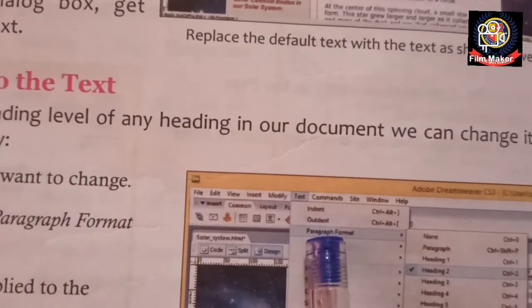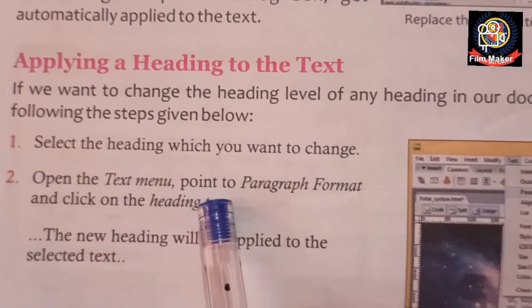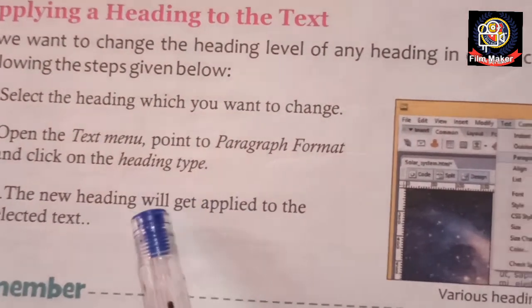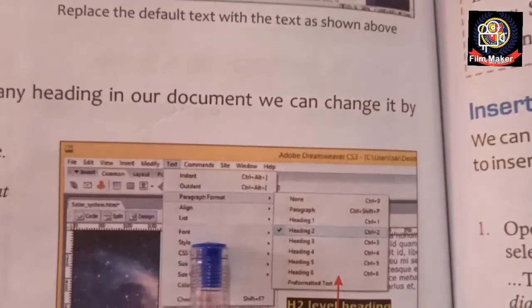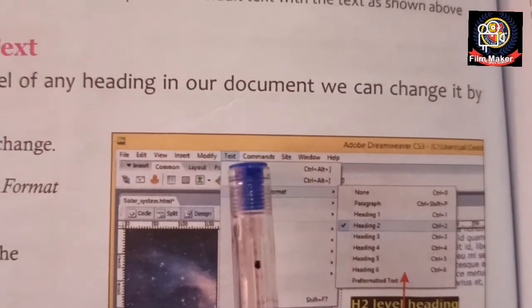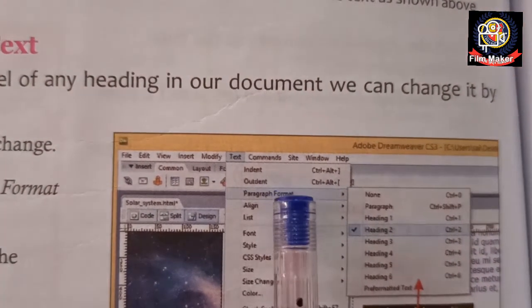So like from here the paragraph format, and select the heading which you want to change. Then open the text menu, point to paragraph format and click on the heading type. The new heading will get applied to the selected text. Okay, so first of all just select the heading. Okay, from the text tab, then go to paragraph format.